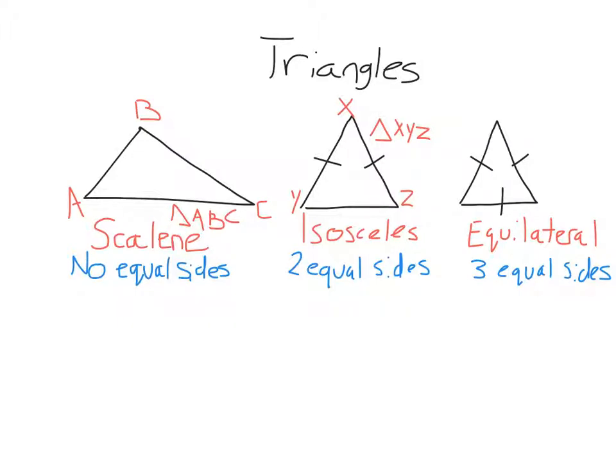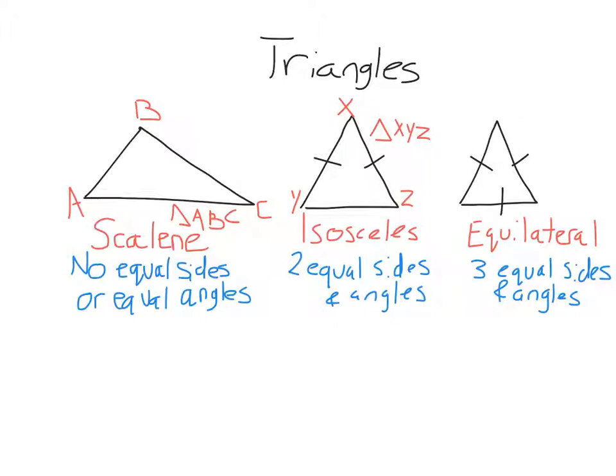It turns out that for any triangle, the number of equal sides is also the number of equal angles. So a scalene triangle has no equal sides. That means it has no equal angles. And that works for isosceles triangles and equilateral triangles as well. Isosceles triangles have 2 equal sides, which means they must have 2 equal angles, and equilateral triangles have 3 equal sides. That means they also have 3 equal angles.